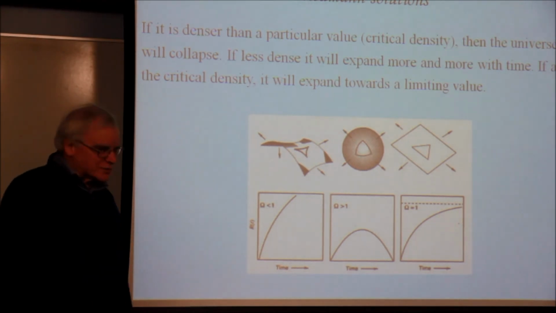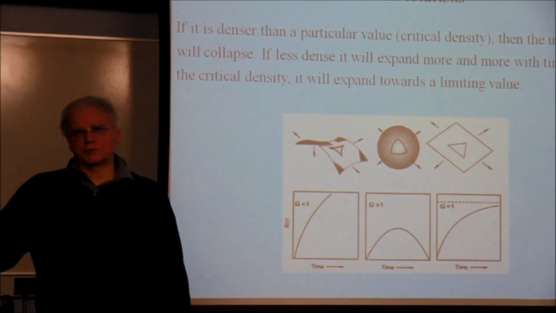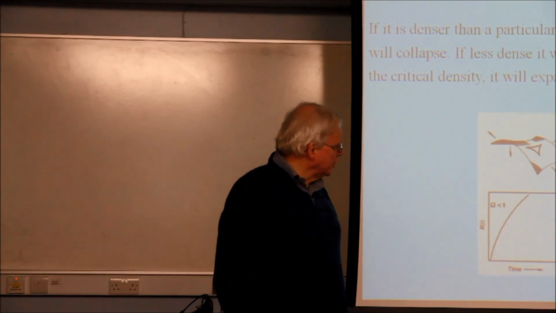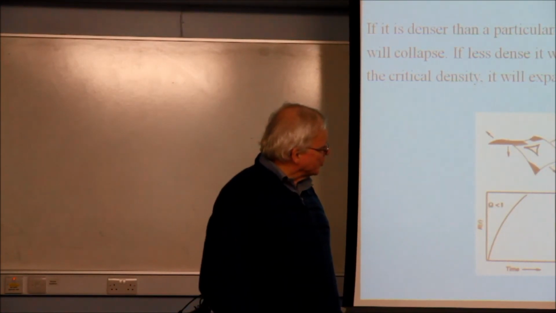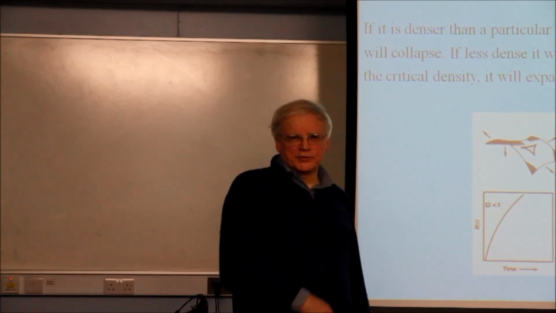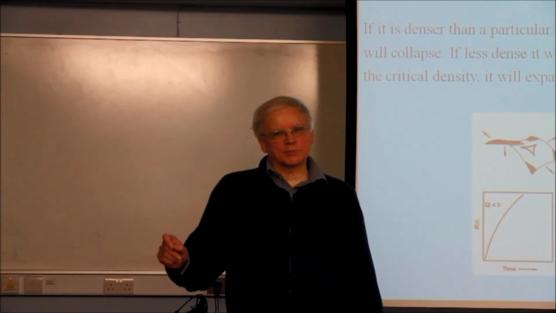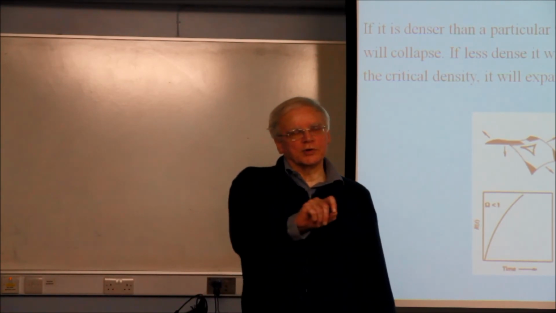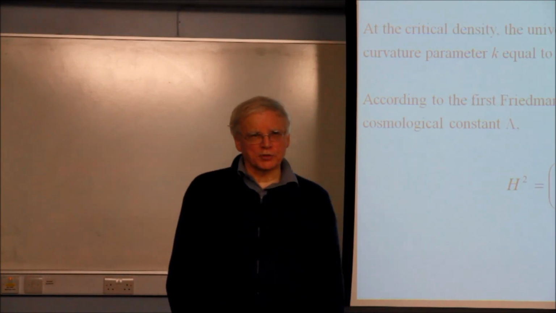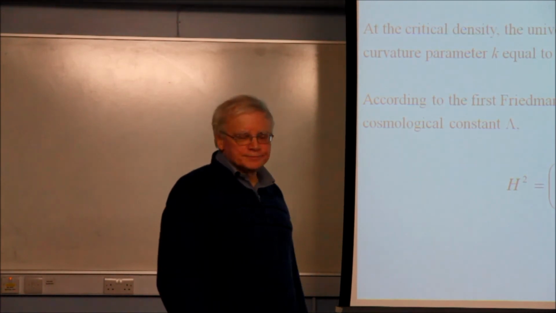If it's less than the critical density, it will expand with an increasing expansion forever, and it will be the opposite to the collapsing universe. On the other hand, if it's got the critical density, it should expand but towards a limiting value. So even though it carries on expanding, that expansion will slow down till it reaches a limiting value. Now, if the universe happens to be at the critical density, then it will be flat or Euclidean.